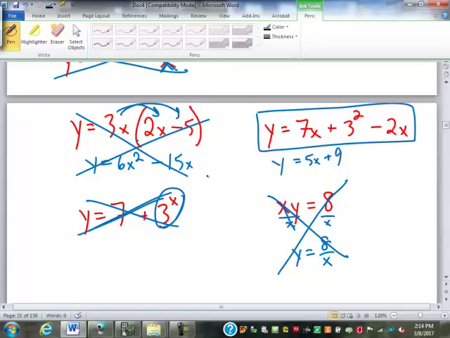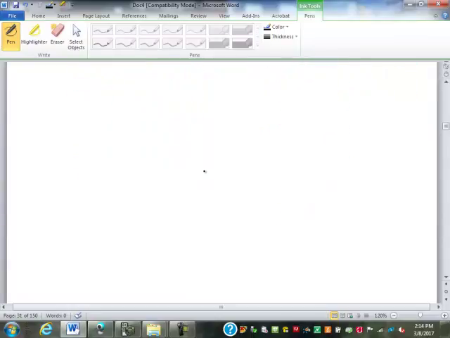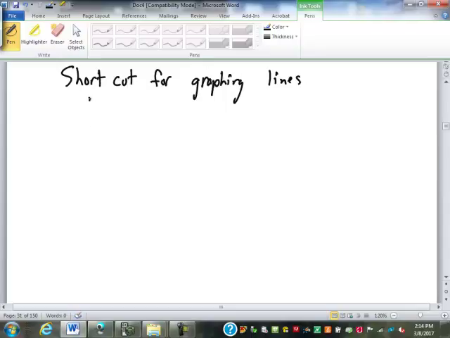So now we know we can look at an equation and pretty surely tell whether it's going to be a line or not. So our next step then is let's look for a shortcut for graphing lines. And to do that, let's start out by looking at our most basic graph of a line here.